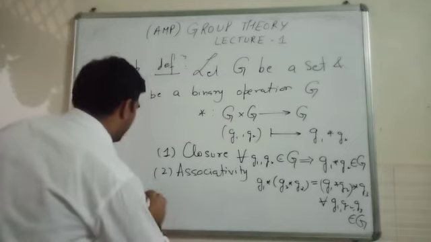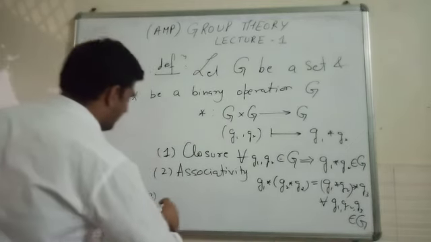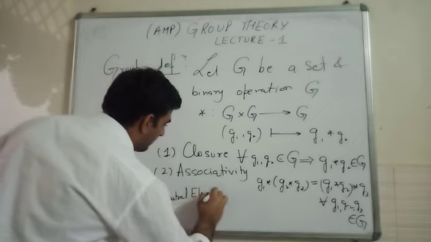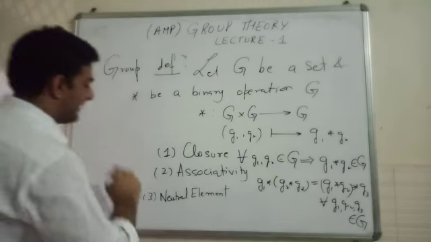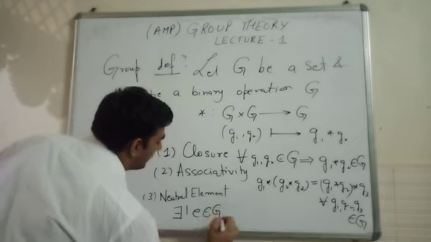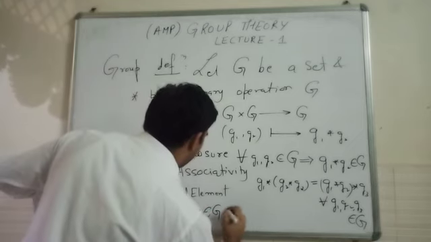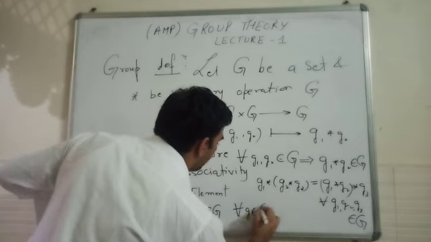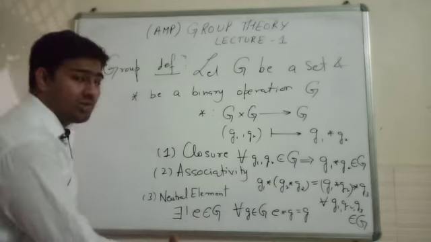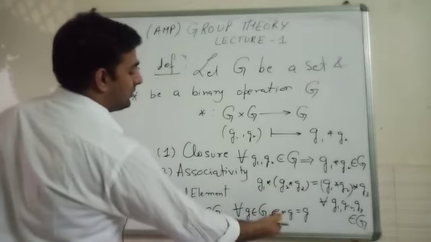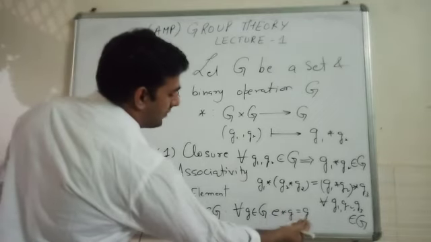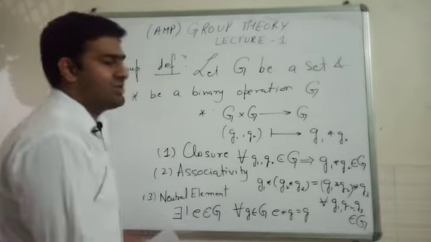And the third one is the neutral element. So there must exist a unique element e in the group, such that for all elements g in the group, e star g must be g. So there must exist a neutral element. That means if you do the binary operation with any of the group elements, it will again provide you the group element. It doesn't change the group element.